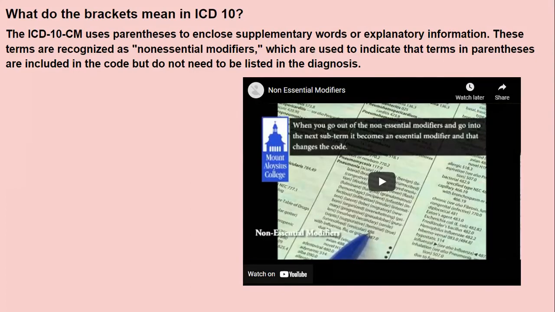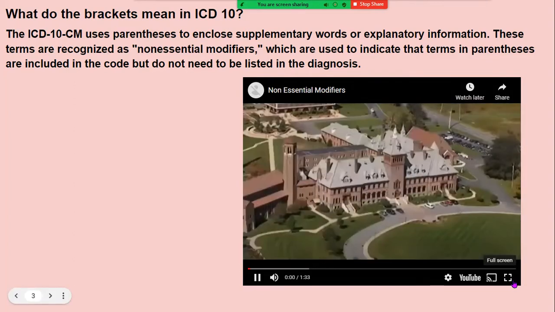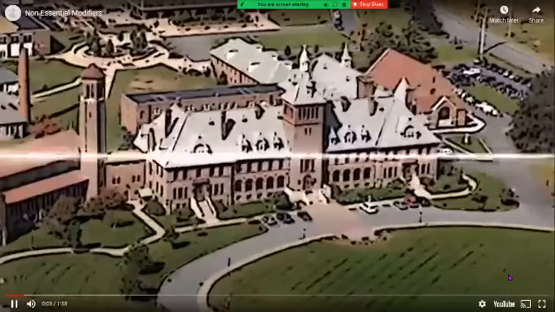So we're going to talk about the brackets that you see in ICD-10. ICD-10-CM uses parentheses to enclose supplementary words or explanatory information. These terms are recognized as non-essential modifiers, which is used to indicate that terms in parentheses are included in the code, but do not need to be listed in the diagnosis. Okay, so that's a lot of words. So what I did is I went and found us a little YouTube video on it. And it's only 1 minute and 33 seconds.